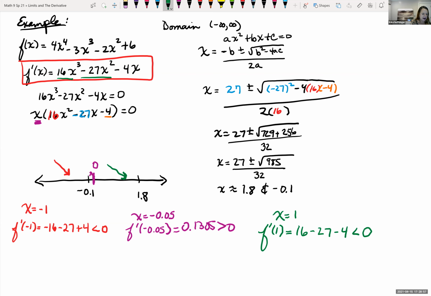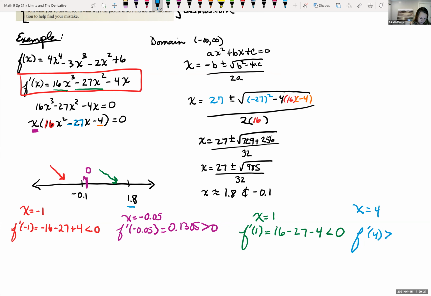Anything bigger than 1.8. So how about x equals 4? Plugging it into the derivative, f prime of 4. Well, 4 cubed is 64 times 16 minus 27 times 16, because 4 squared is 16, minus 4 times 4, which is 16. That gives us a positive number, 576. So this is increasing.